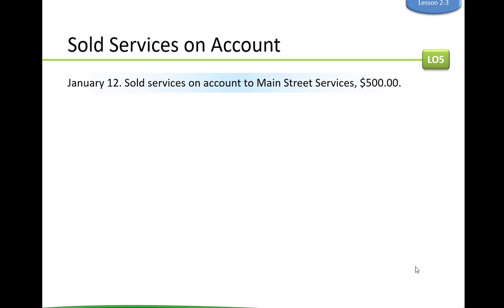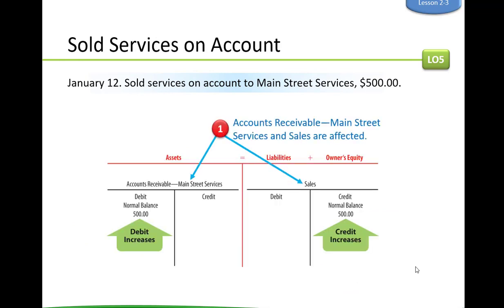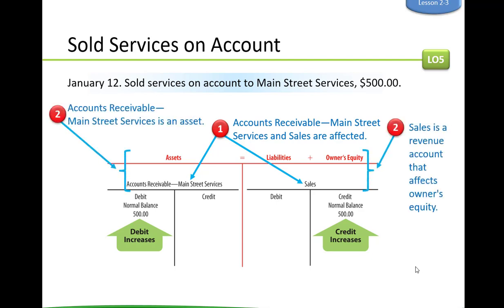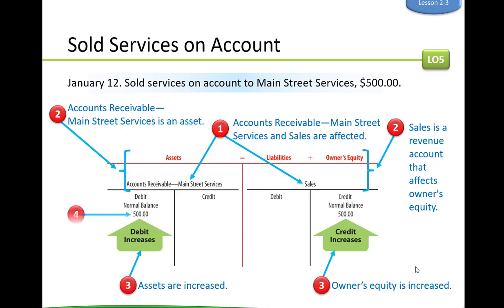If we sell services on account, the two accounts that are affected are your accounts receivable, because we're selling on account to Main Street, so that means they owe us, and the sale is going to increase as well. Accounts receivable is an asset, sales is a revenue. Assets will increase on the debit side, and owner's equity will increase on the credit side.